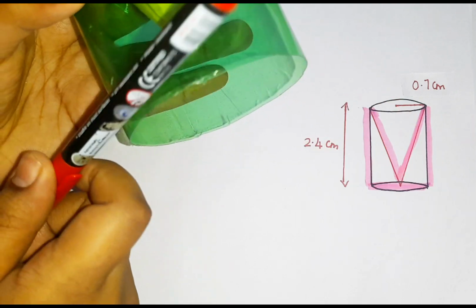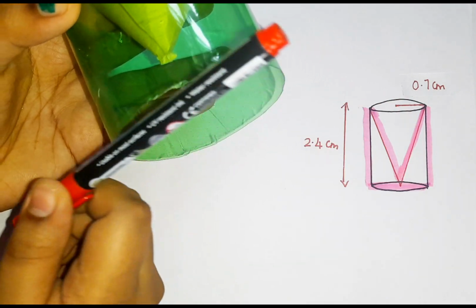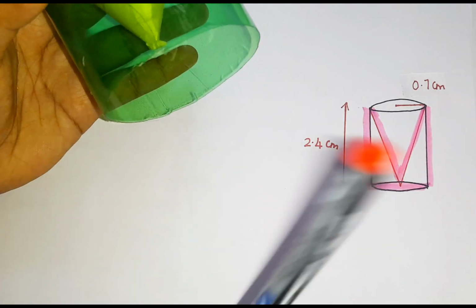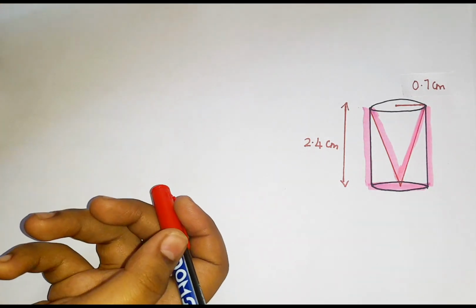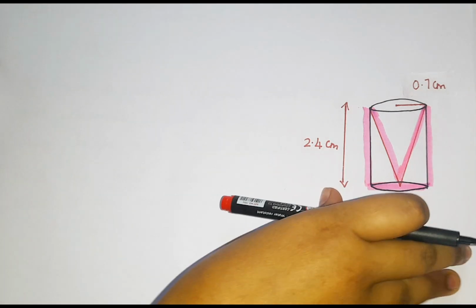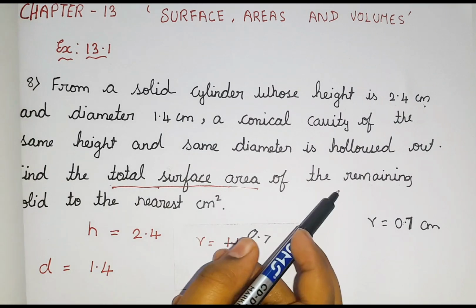So just because I am able to paint the base of the cylinder now, I am going to be writing plus base of cylinder, which is in the shape of a circle, am I right? So the base of the cylinder is in the shape of a circle. Okay, so we are supposed to find the remaining solid, am I right? So the total surface area of the remaining solid.